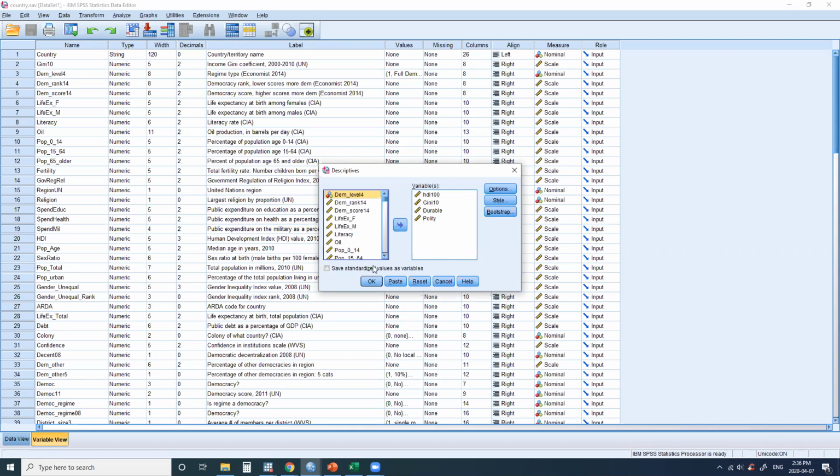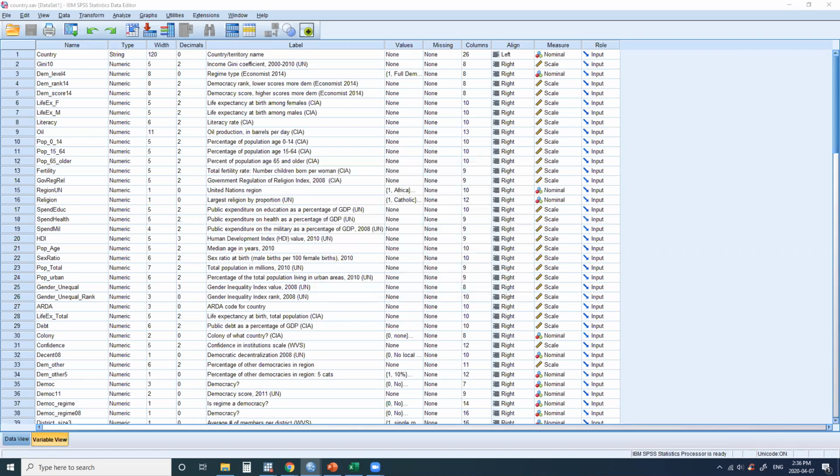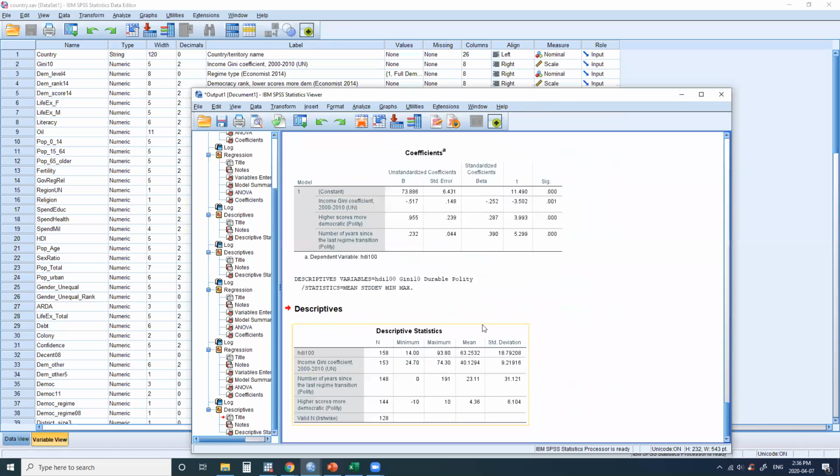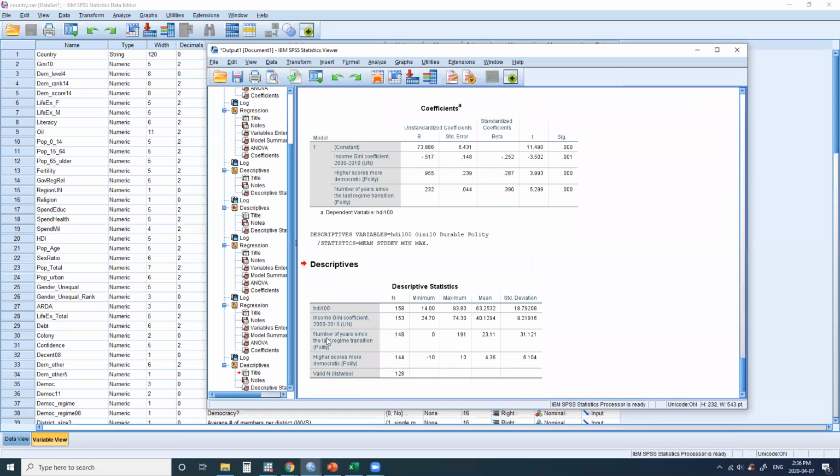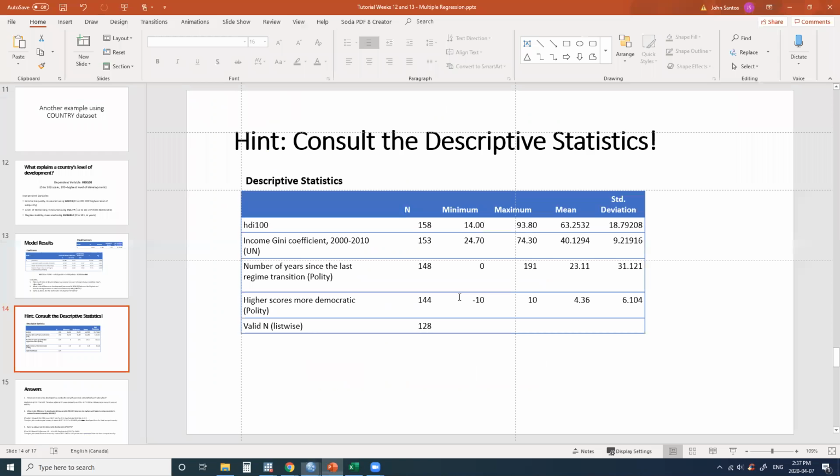frequencies and adding the summary statistics, right? This gives us the minimum, maximum, and average, the mean, for each of these variables. This tells us that, first of all, our dependent variable ranges from 14 to 93.8. And so again, no country is at the theoretical minimum or maximum.